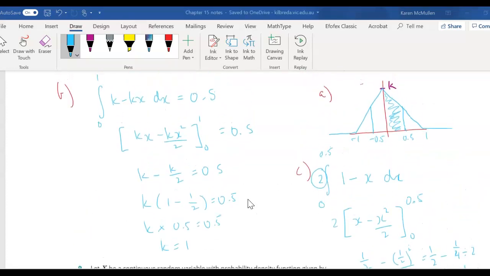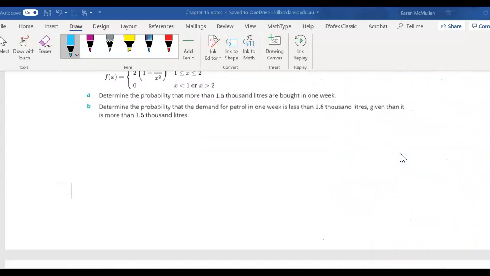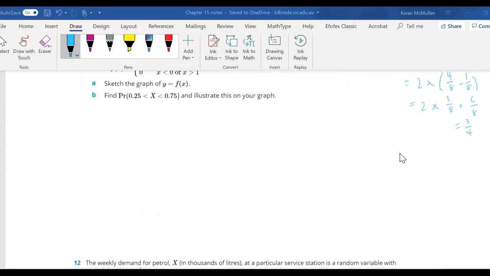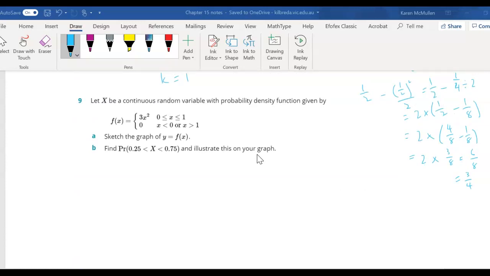All right, so a good question to do. That wasn't too difficult. You could do the two areas separately, but sometimes when you can see it's symmetrical, you can just look for one bit and multiply it by 2 or whatever you need to do. All right, let's move along to question, oh gosh, quite a few more questions to go. All right, question 9. Let x be a continuous random variable with a probability density function given by, sketch the graph. Okay, so that's just a parabola. I'm sure you can sketch that. Let's just move on to B.